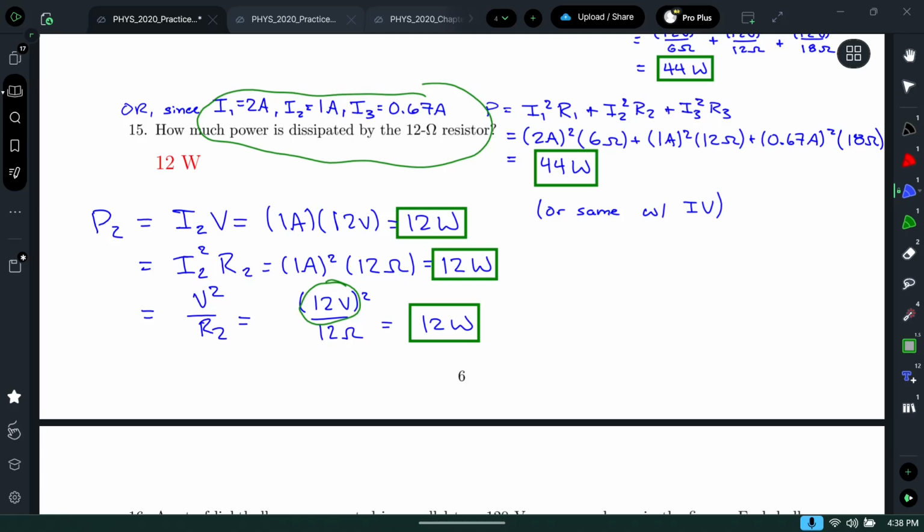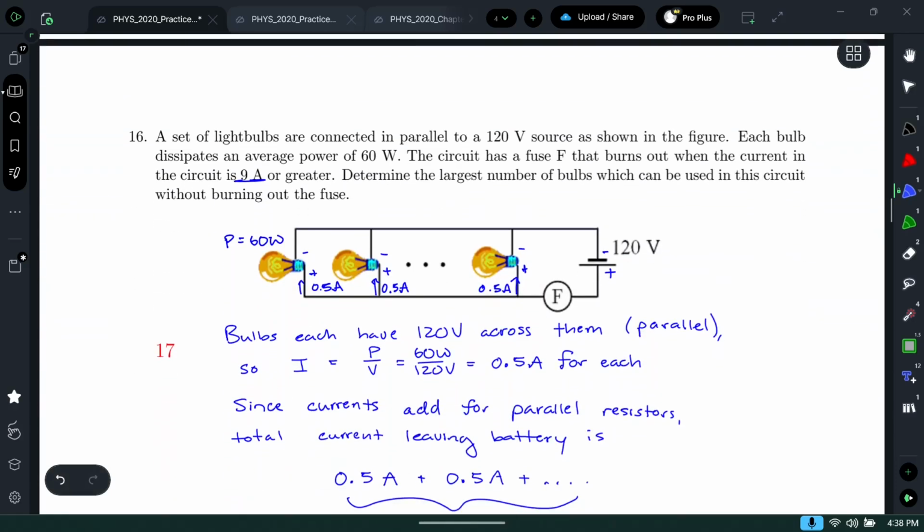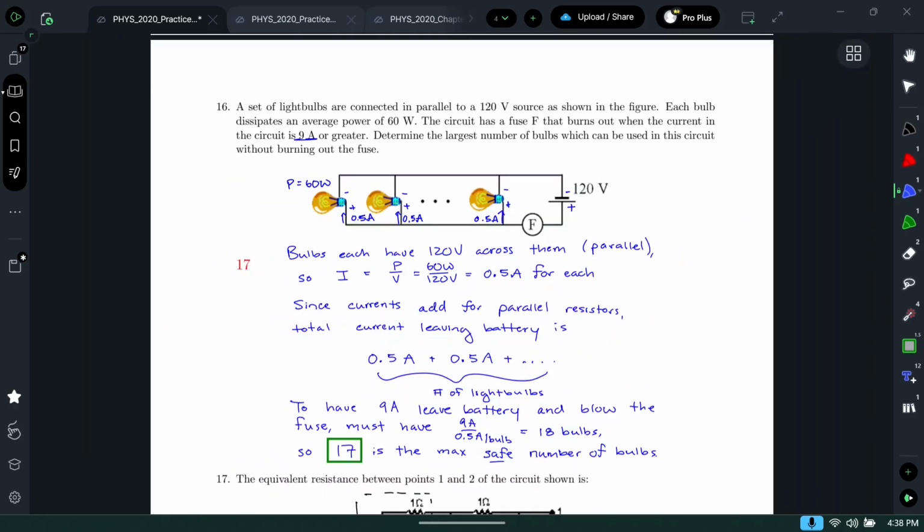Okay, next, 16. All right, a set of light bulbs are connected in parallel to a 120 volt source. In other words, each of these light bulbs has 120 volts across it because they're in parallel. Each bulb dissipates an average power of 60 watts. The circuit has a fuse that burns out when the current in the circuit is 9 amps or greater. Determine the largest number of bulbs which can be used in the circuit without burning out the fuse.